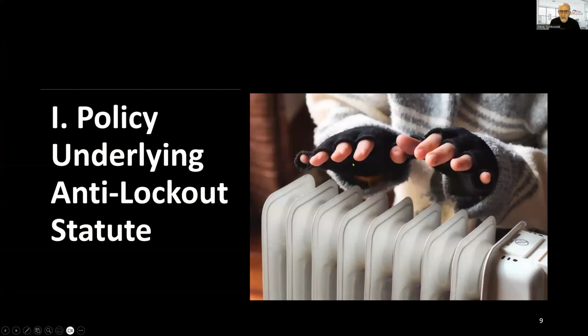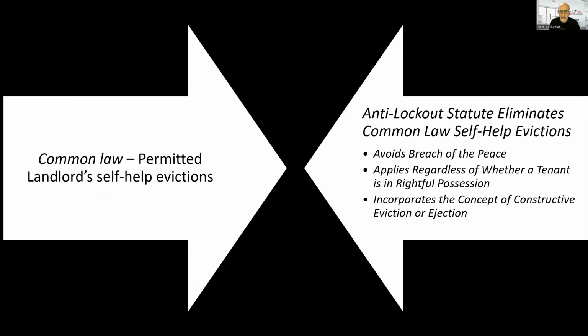So first off, what policy underlies the anti-lockout statute? Common law permitted landlords to do self-help evictions. The landlord is then using their own resources to do a self-help eviction, doing whatever the landlord feels necessary to get a tenant out of the property. The anti-lockout statute was there to eliminate self-help evictions, to avoid a breach of the peace. It applies whether or not the tenant is rightfully in possession and incorporates the concept of constructive eviction. We're going to take a little bit closer look at each of these right now.